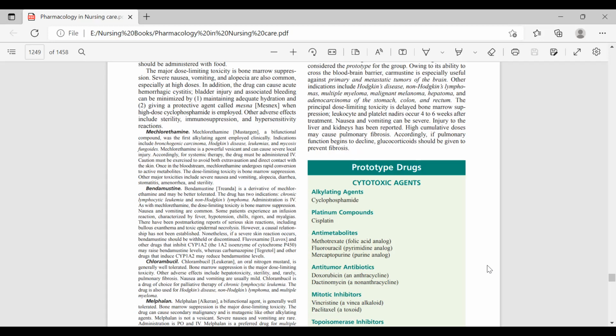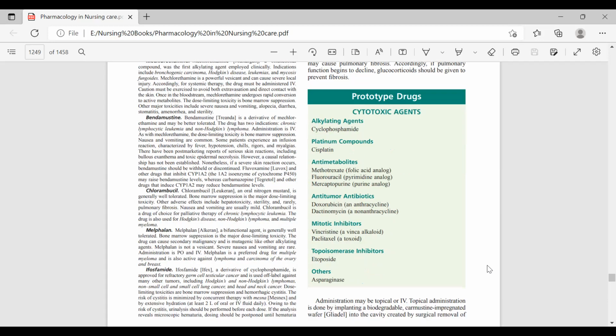Bendamustine is a derivative of mechlorethamine and is better tolerated. It has two indications, chronic lymphocytic leukemia and non-Hodgkin's lymphoma. IV administration is preferable. Dose limiting toxicity is again bone marrow suppression, and nausea and vomiting are common. Some patients experience an infusion reaction characterized by fever, hypotension, chills, rigors, and myalgias. Some kinds of skin reactions have also been observed at the post-marketing level, including bullous exanthema and toxic epidermal necrolysis.